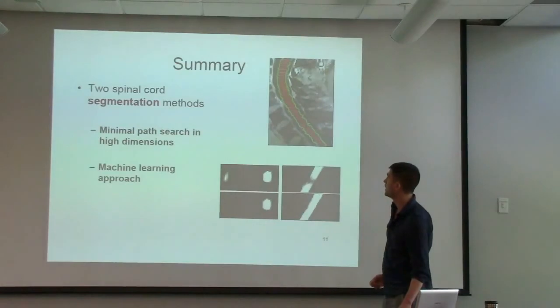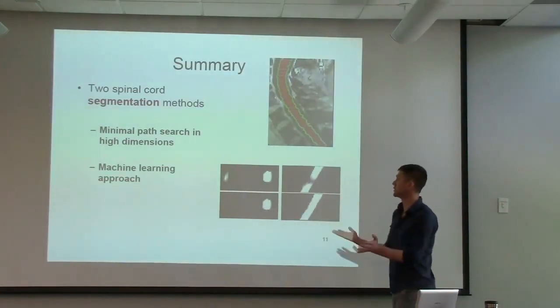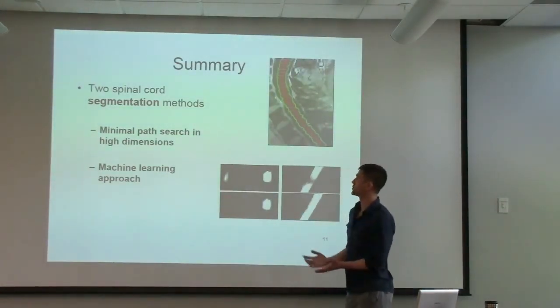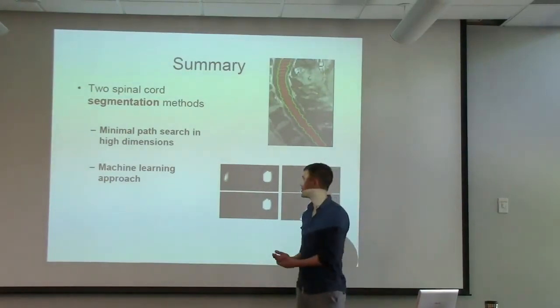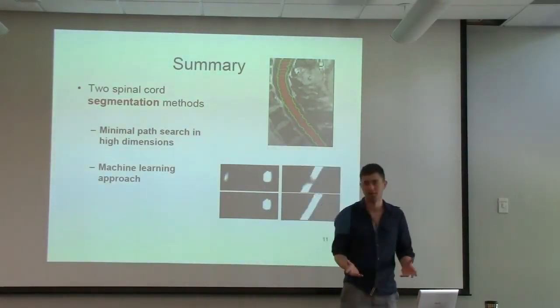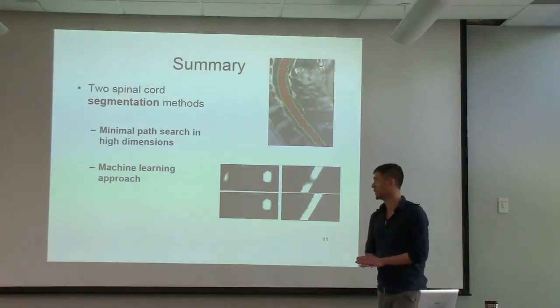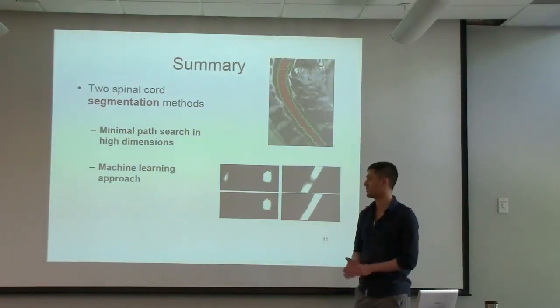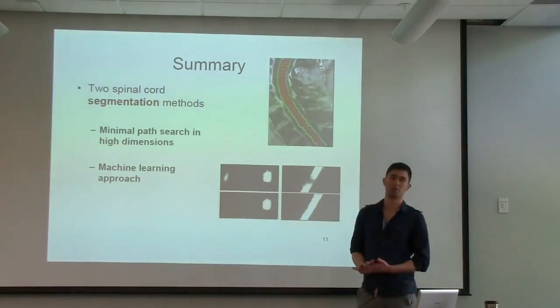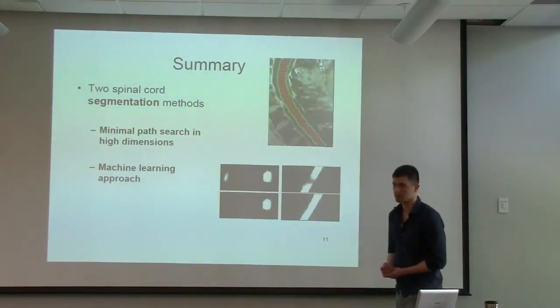So to give a summary, we presented two spinal cord segmentation methods. The first one was the minimal path in high dimensions, and the second one was the machine learning approach. And we can conclude that at least for this specific data set, the machine learning approach produces superior results. This is our first method.